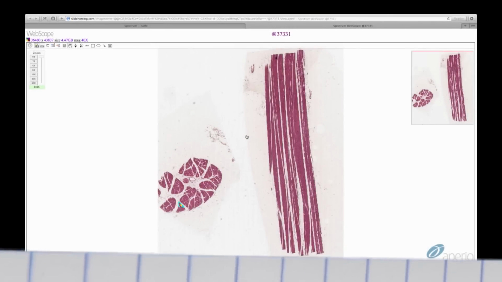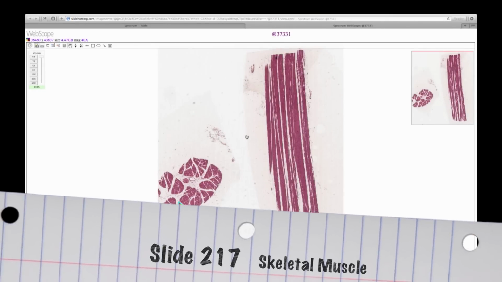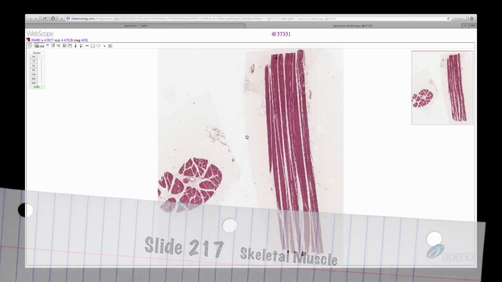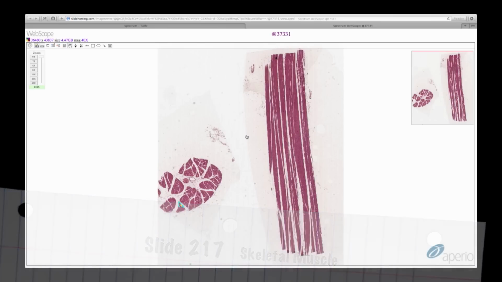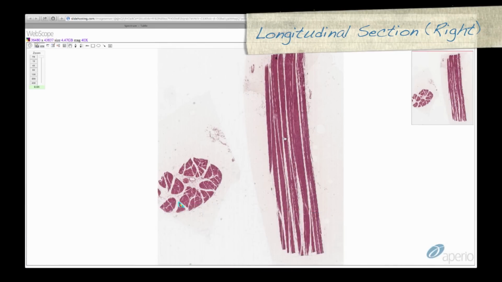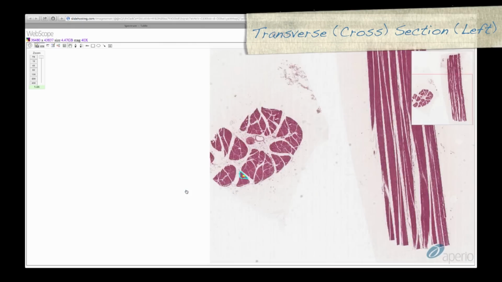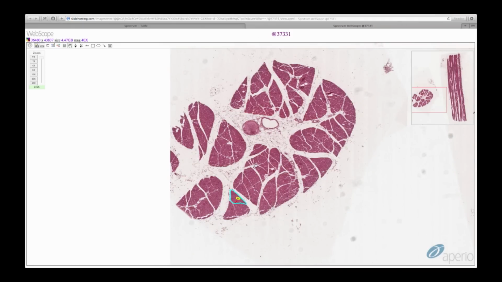Let's begin by taking a look at slide 217, which is a section of skeletal muscle prepared with H&E. On this slide, we can see 2 sections of skeletal muscle. On the right is a longitudinal section, and on the left is a transverse or cross section. Let's begin with the cross-sectional view to the left.